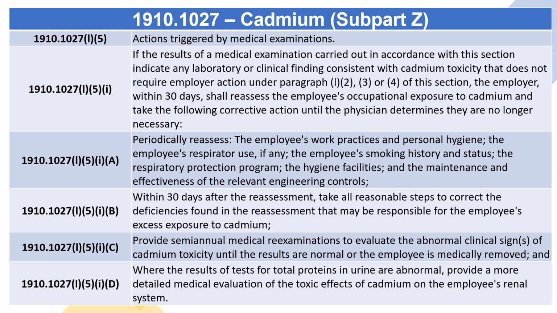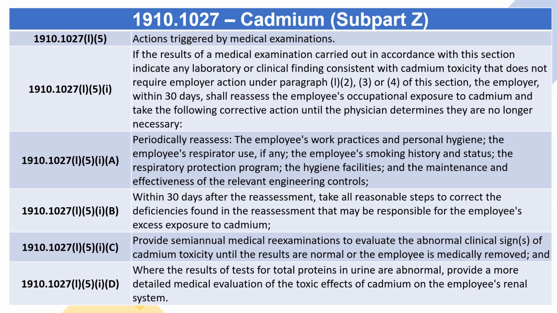1910.1027 L5(1)(a) through (d). Periodically reassess the employee's work practices and personal hygiene, the employee's respirator use, if any, the employee's smoking history and status, the respiratory protection program, the hygiene facilities, and the maintenance and effectiveness of the relevant engineering controls.